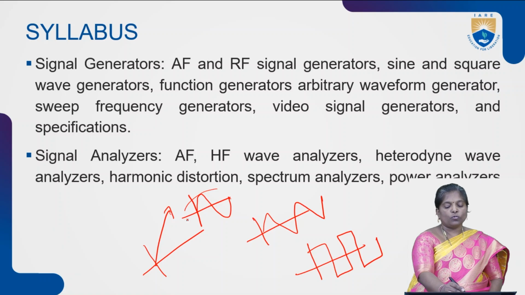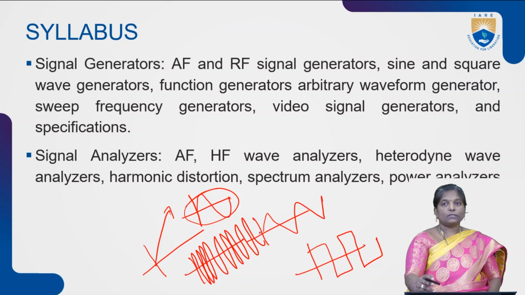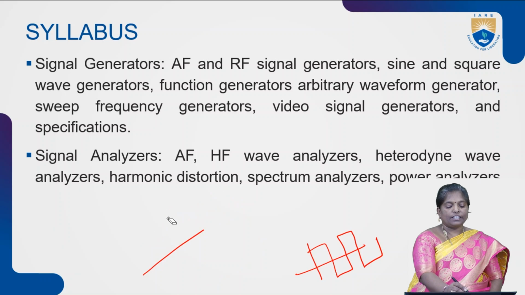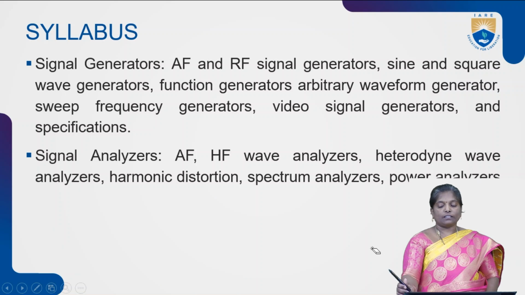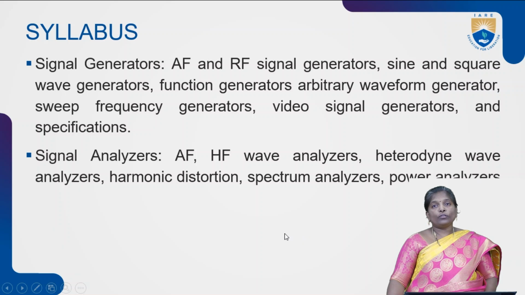We can generate both low frequency signals as well as high frequency signals. All the signals can be generated with the help of a signal generator. What is the need of generating these signals? If you want to check any circuit with the help of an input signal, that input signal can be available from AF and RF signal generators. All low frequency signals are operated at the AF signal generator, whereas at high frequencies we go for RF signal generators.